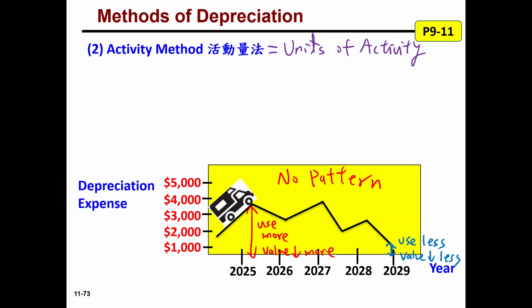Okay, so how do we find out the total amount? We don't know the pattern, but we know use more, value decrease more. So the only thing we know is when they use 1 unit, the value should be decreased the same. Okay, so the value decrease per unit, for each unit, should be the same.